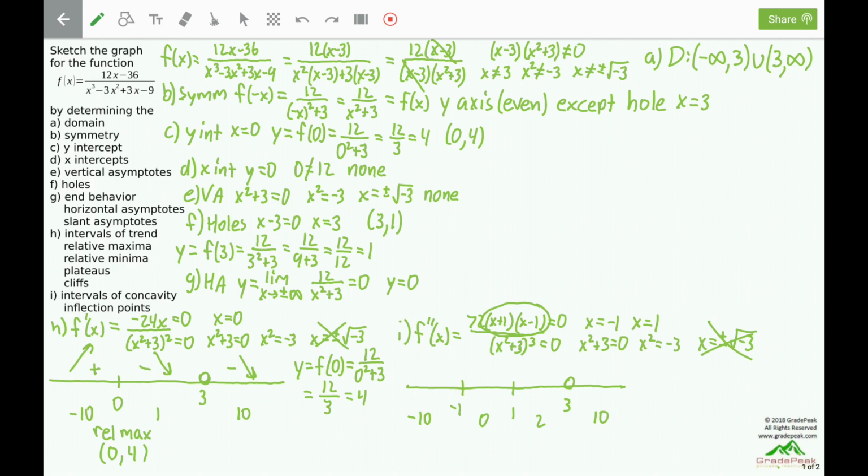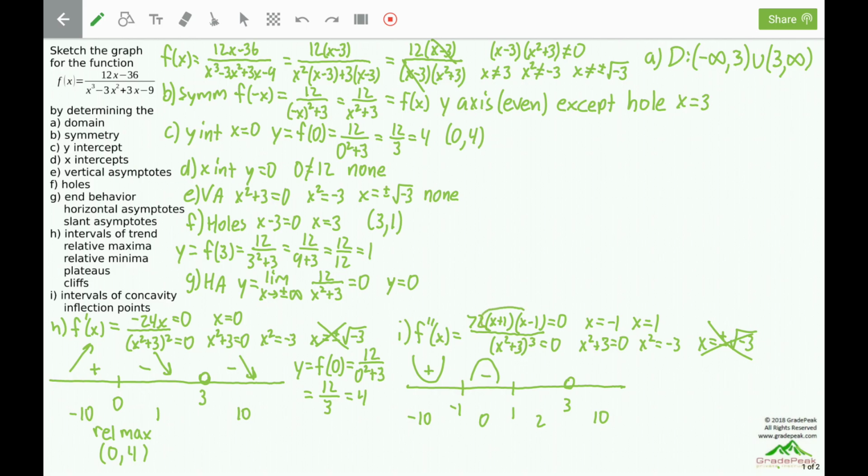Plugging in the test value of -10 to the portion of the second derivative that matters, -10 plus 1 is negative, -10 minus 1 is negative, negative times negative is positive. We have a positive second derivative, which corresponds to concave up. Plugging a test value of 0 into the portion that matters, 0 plus 1 is positive, 0 minus 1 is negative. Positive times negative is negative. We have a negative second derivative, which corresponds to concave down.